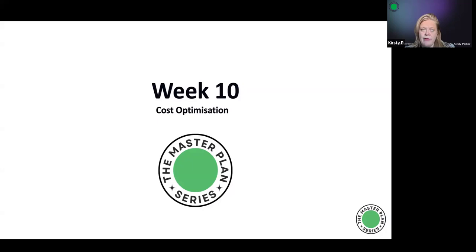But what I will say before we start on the key 5 points of cost optimization is that cost optimization is not about cutting corners. It's really important that you don't take risks when you cut costs, but rather look at identifying inefficiencies within your business and ways that you can make your processes more streamlined.